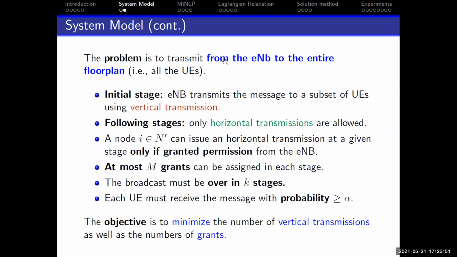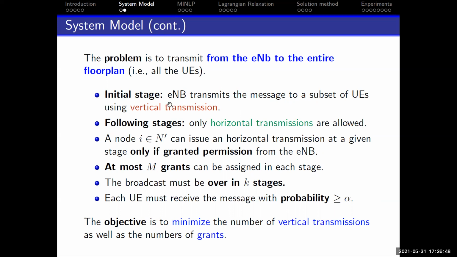And our problem is to transmit from the antenna to the entire population of users. So this is our goal. All the user equipments must receive the message at the end of the process. The process takes place in stages. We have the initial stage, which is a special stage because in this stage the antenna transmits via vertical downlink the message to a subset of users, not all the users, because otherwise the problem would be trivial. Of course, all the users would get the message with probability 1, but it would be very expensive. So we want to minimize the number of vertical transmissions because they're very costly. But anyway, we need some of them. So some of the users will receive the message via downlinks with probability 1.